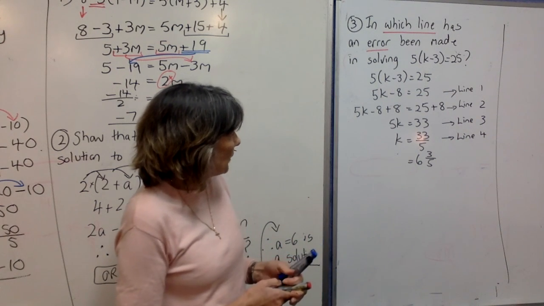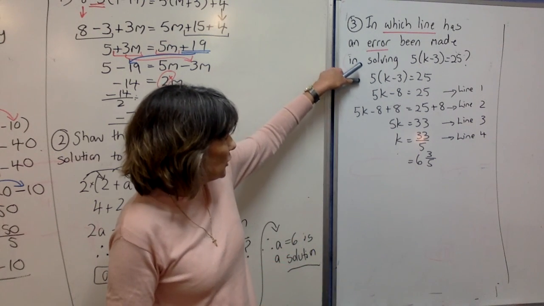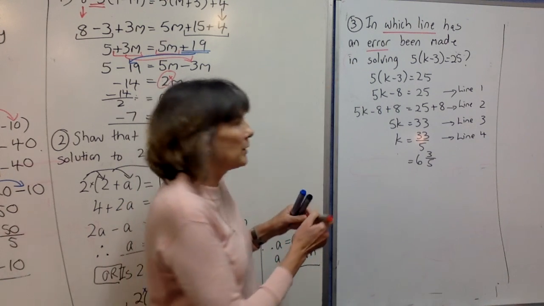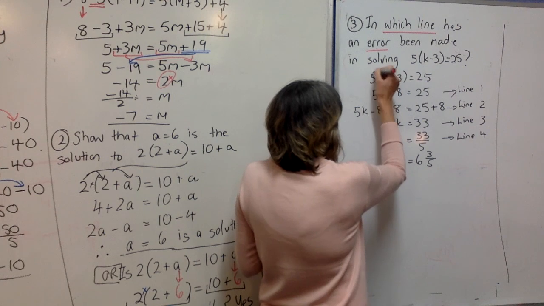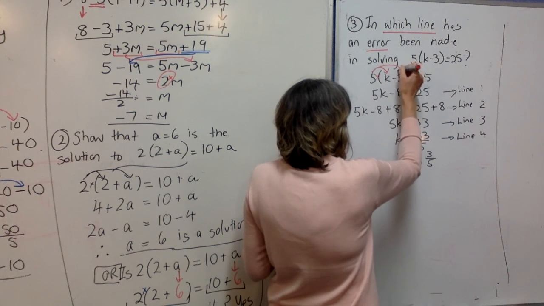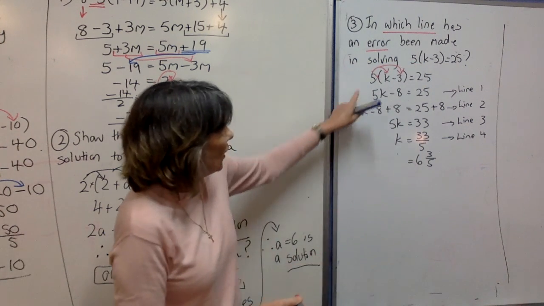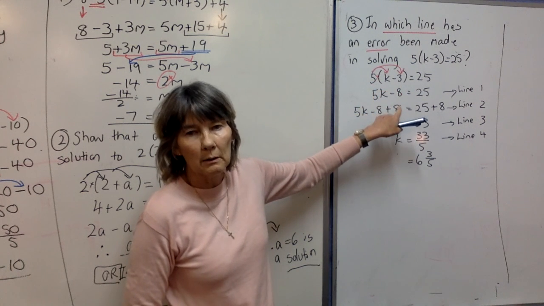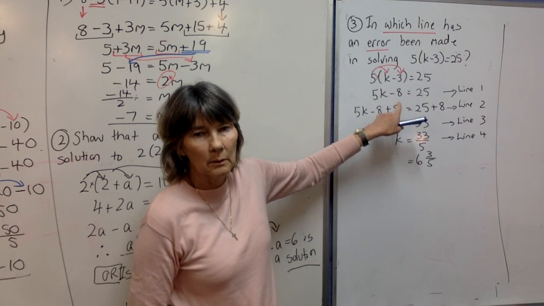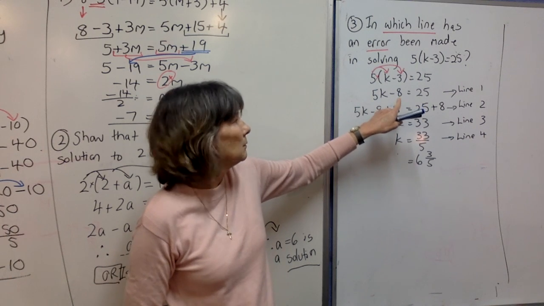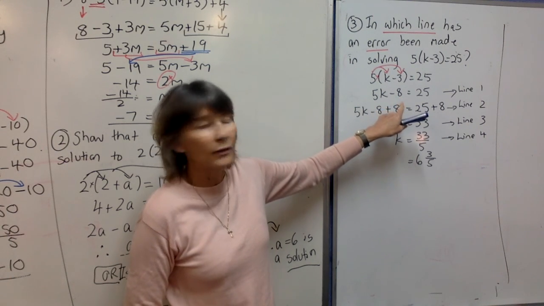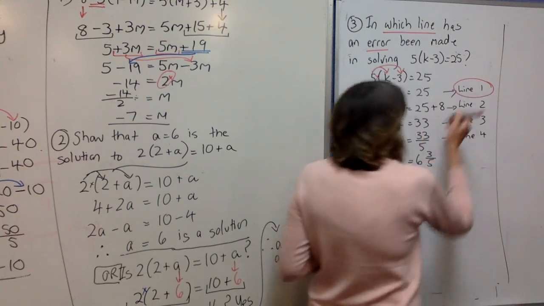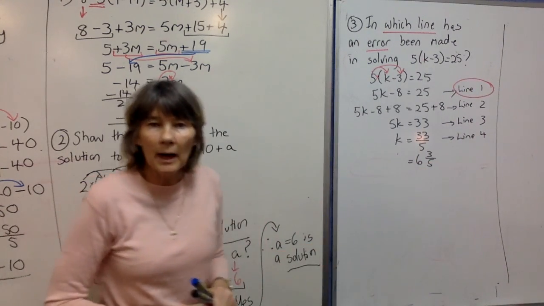All right, so let's look at what they've done. They've started with the question, and that's line 1. So have they done what they should have done? Let's have a look. Just put this in with your red pen so we can check it. So it's 5 times k is 5k. 5 times minus 3. Is that right? What's 5 times minus 3? Yep, it's minus 15. It's not minus 8. We've already found the error. It's in line 1. So that wasn't hard, was it?